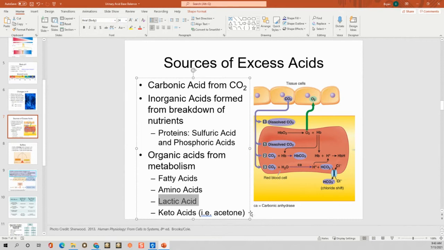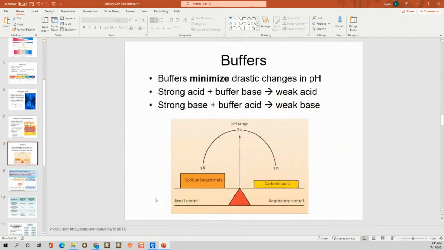Somebody that exercises a ton is going to be breaking down triglycerides. They're going to be tearing their muscles, breaking down muscles, and having massive boosts in lactic acid, and probably even having more keto acids because you're breaking down those fats for energy. So somebody that exercises extensively is likely going to have acidic blood as well. So these are just kind of things to think about. Now, let's get back to that buffer question.